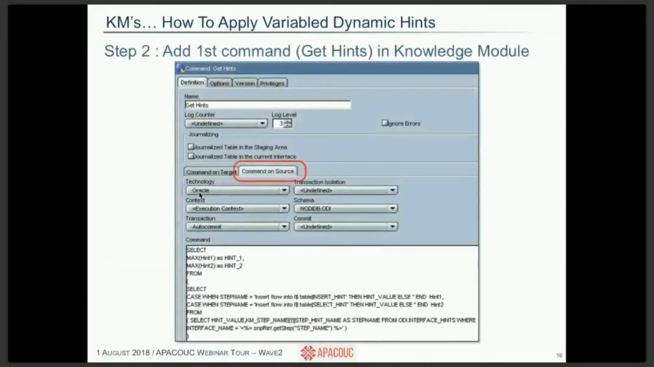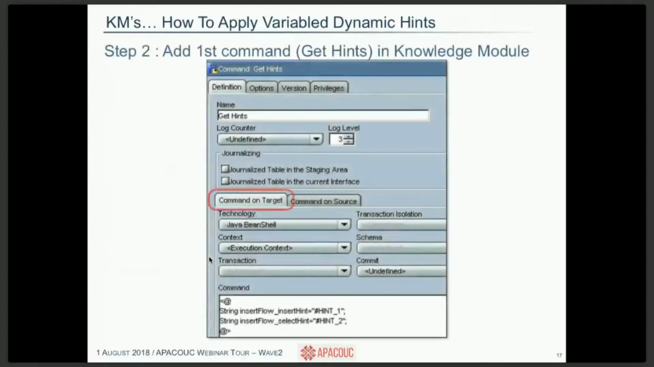first, you need to get the hints. It should work on a source with Oracle technology, or whichever technology you are using the hints in, and you get the max hint as hint 1 and hint 2. It could vary again. It could be more than 1 or 2, but max is important in order not to receive more than 1 hint in a second.